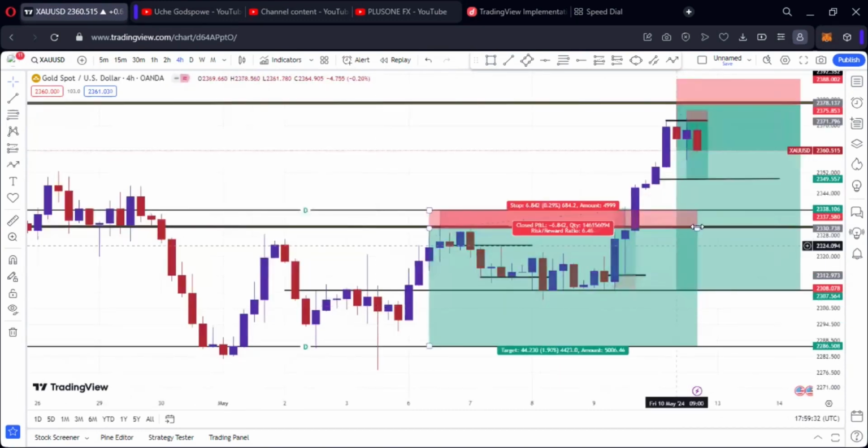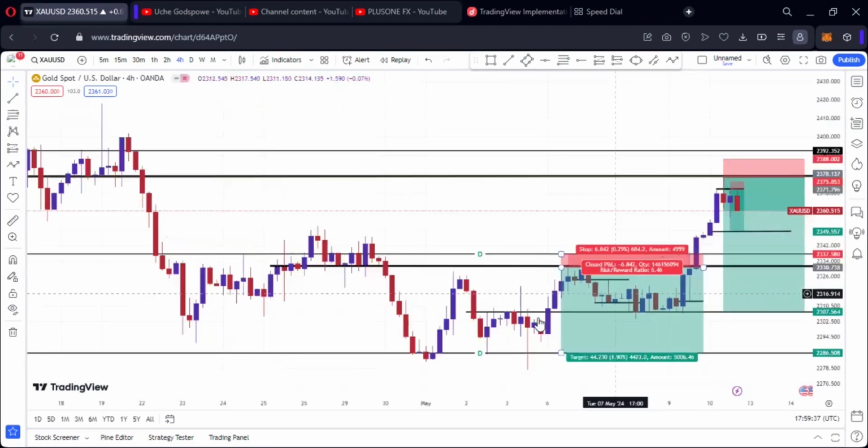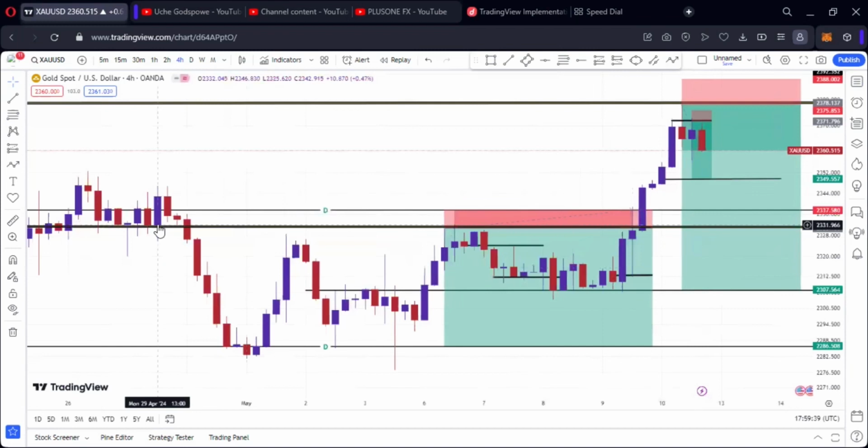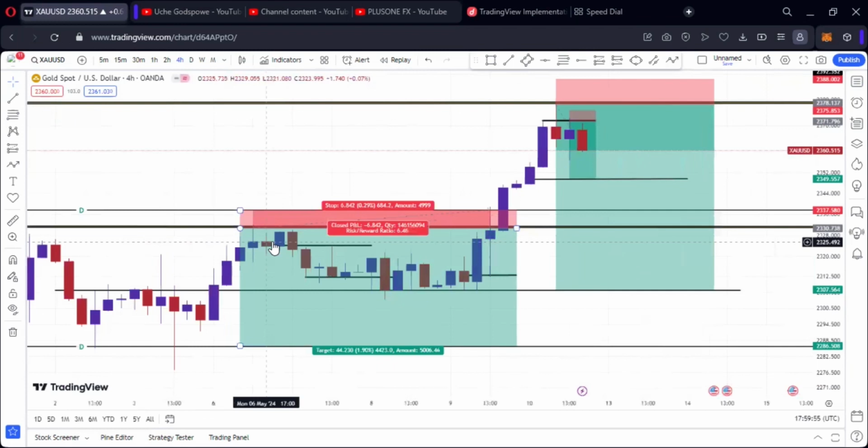On this pair, I took a loss right here because I was expecting the market to short from here. I'll be telling you why I took this loss and why you shouldn't make this mistake again. Even though we had these zones above here, what I know about this gold is, as long as it's bearish, most likely it's not going to break any of the zones above it.